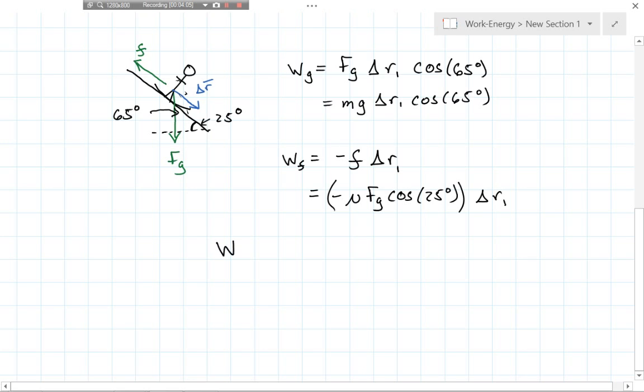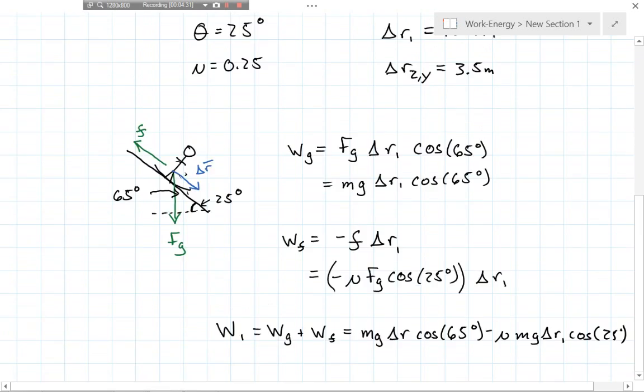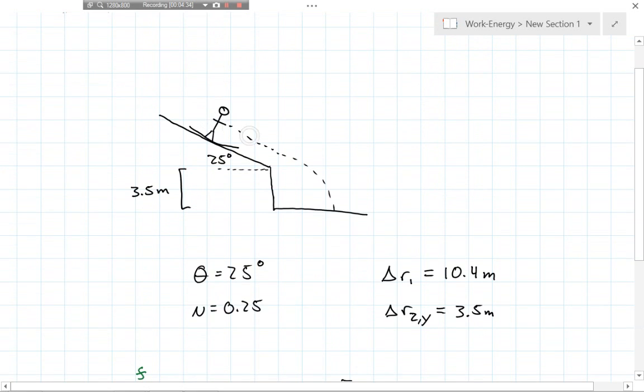So the total work that's done during part 1 is the work that's done by gravity plus the work that's done by friction. So this is mg delta r1 cosine of 65 degrees minus mu mg delta r1 cosine of 25 degrees. So that's the total work that's done during this first part of the motion, when she's going down the ramp. During the second part of the motion, she's going to now jump off of this jump here.